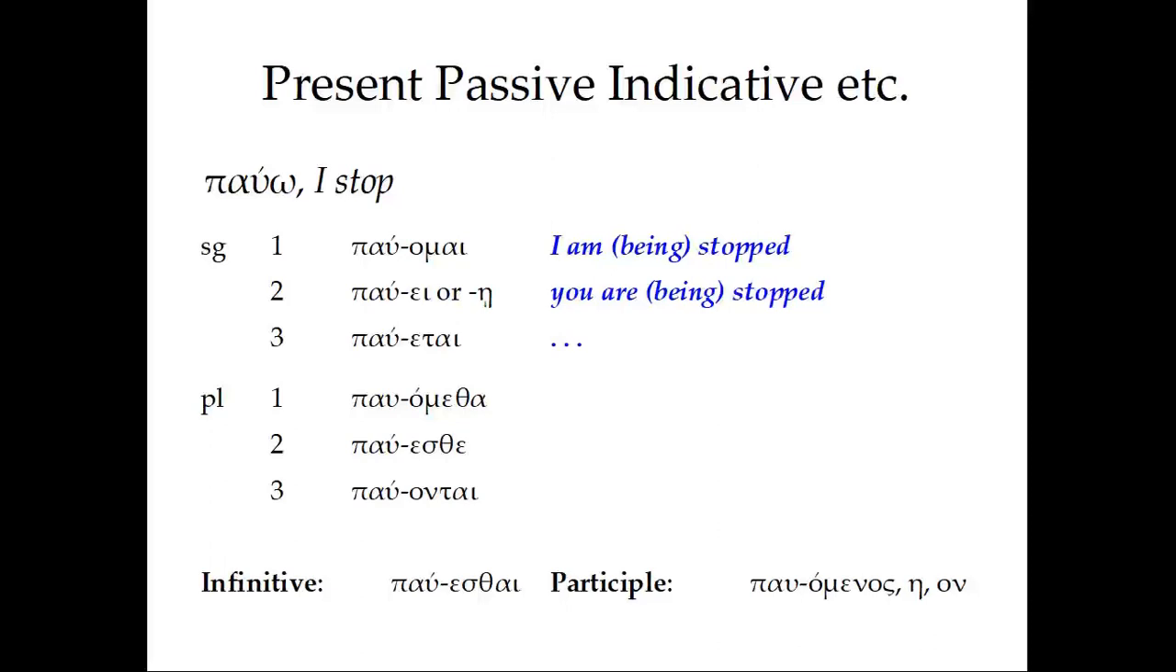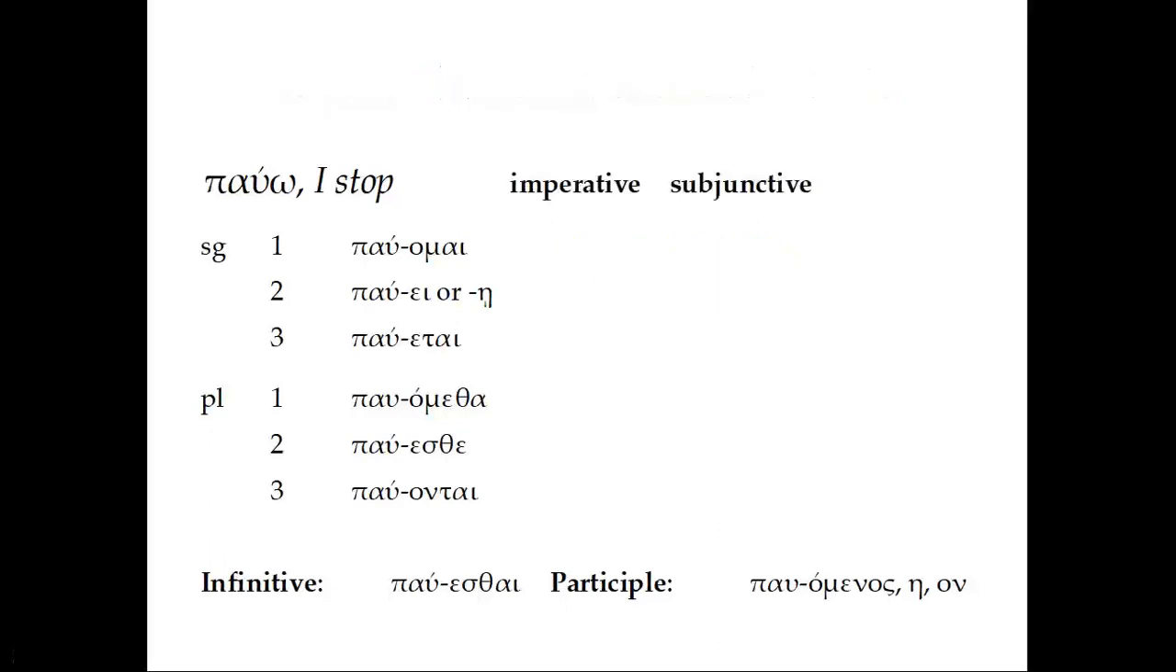Very, very useful forms. Now we're going to look at the other moods as well, the imperative and the subjunctive, not the optative quite yet. The imperative forms are unique with the present stem as we would expect, but these new endings, u, esto, este, eston, all of that. So be stopped, let him or her or it be stopped, that sort of thing.